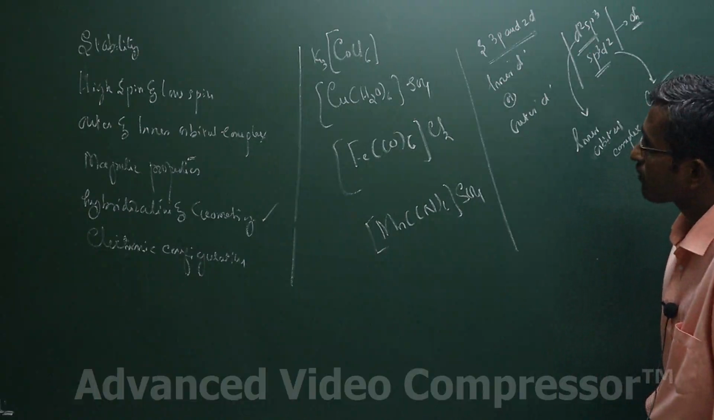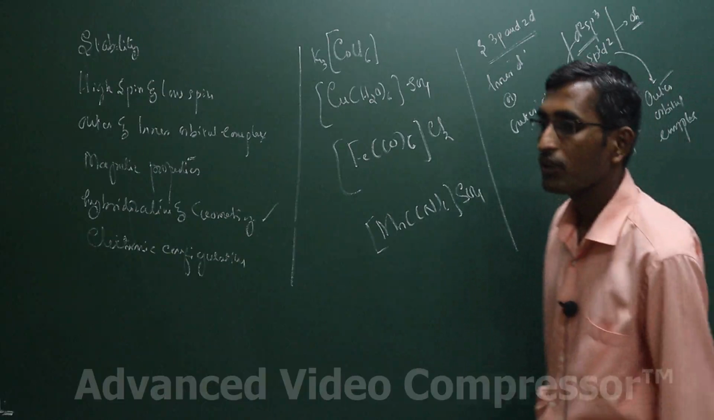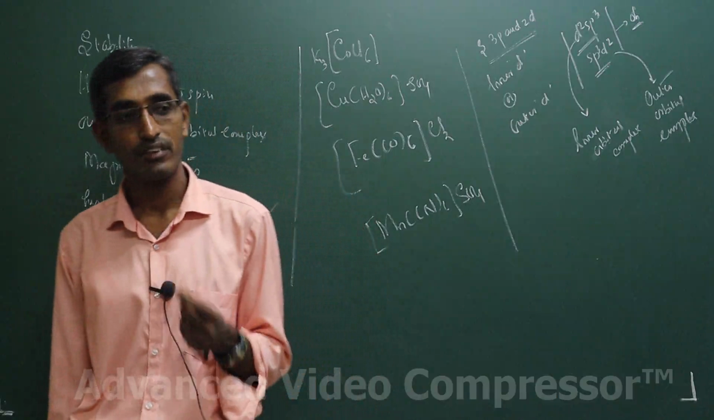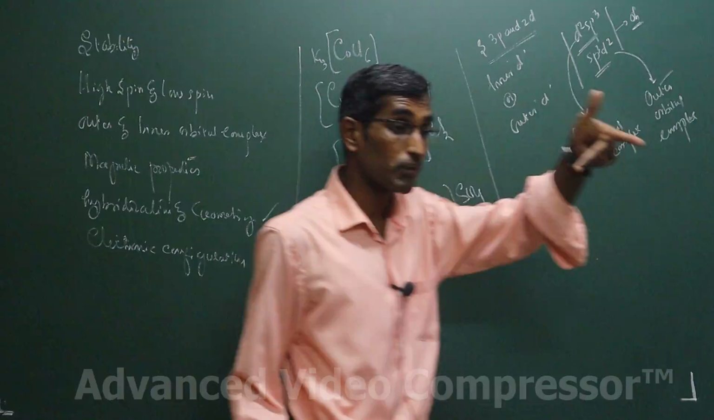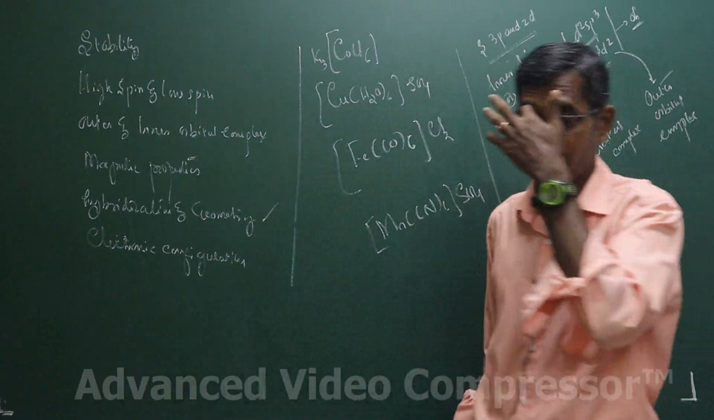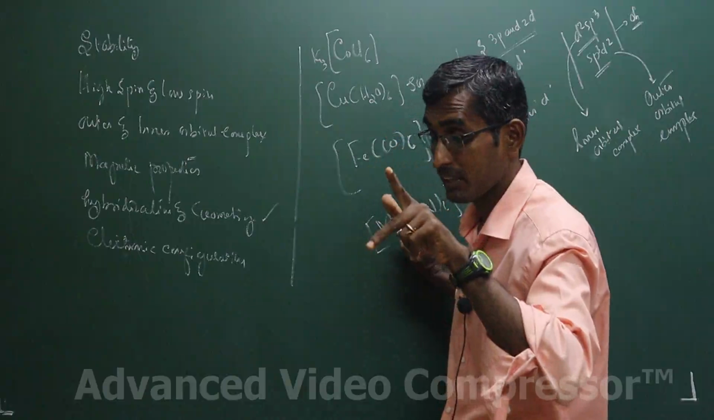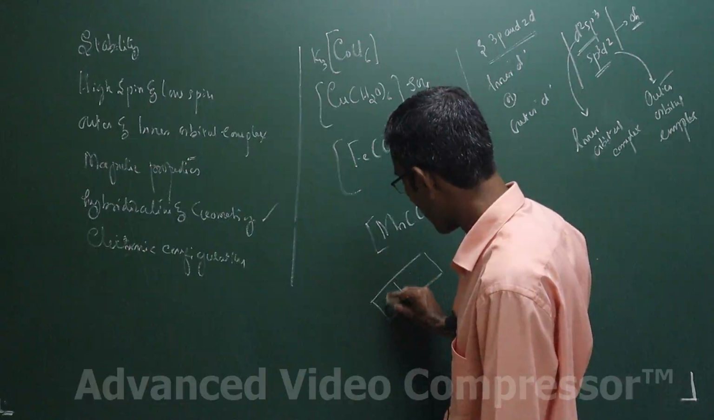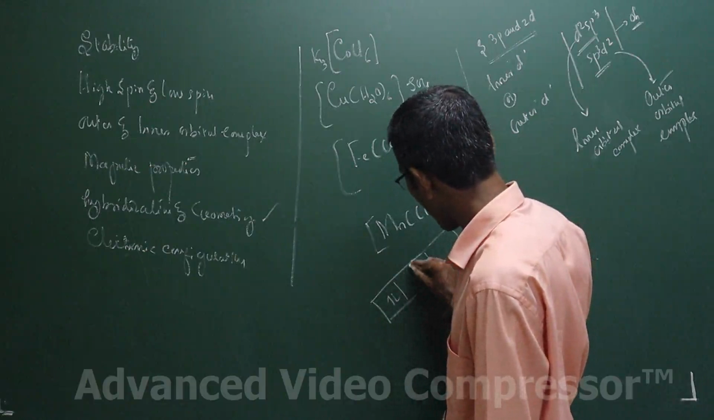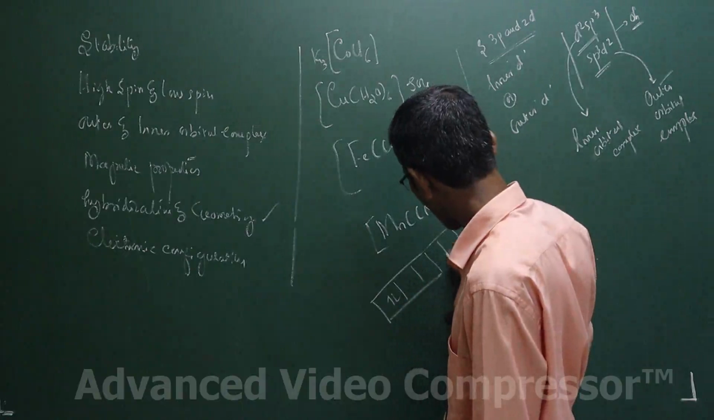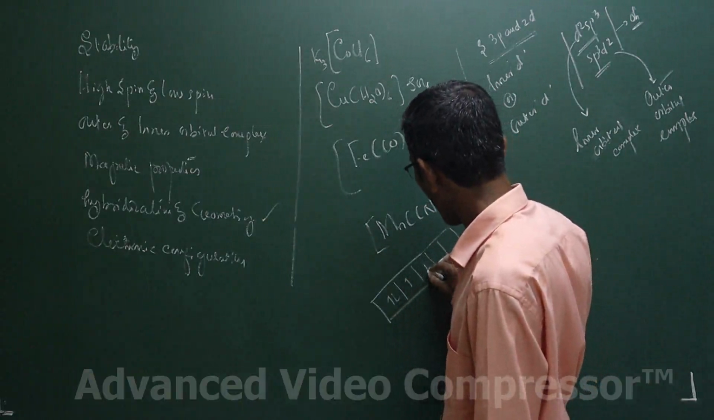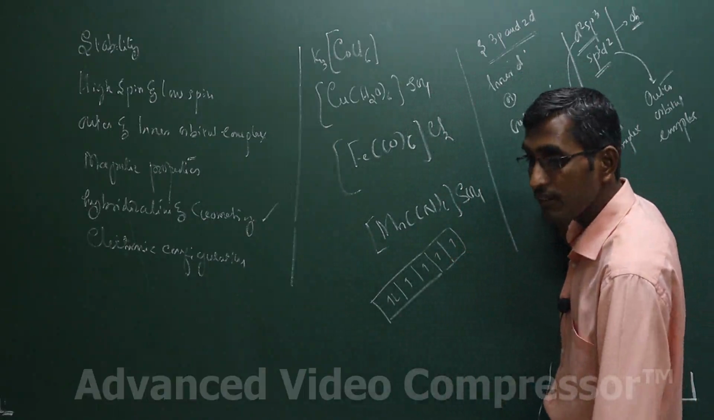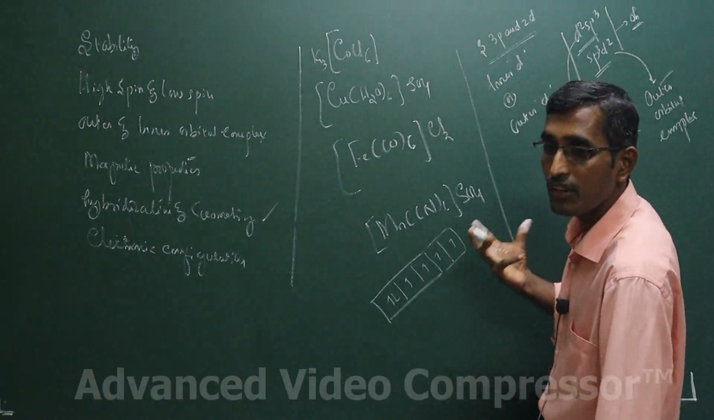Remember students, very simple one. Whenever there is an involvement of a strong ligand, the energy carried by the strong ligand is very high. So it will make the inner d orbital electrons pair. For example, if you are having 5 d orbitals, 1, 2, 3, 4, 5, right? You have 4 electrons like this, right? If it is a strong ligand, the energy carried by the strong ligand is very high.